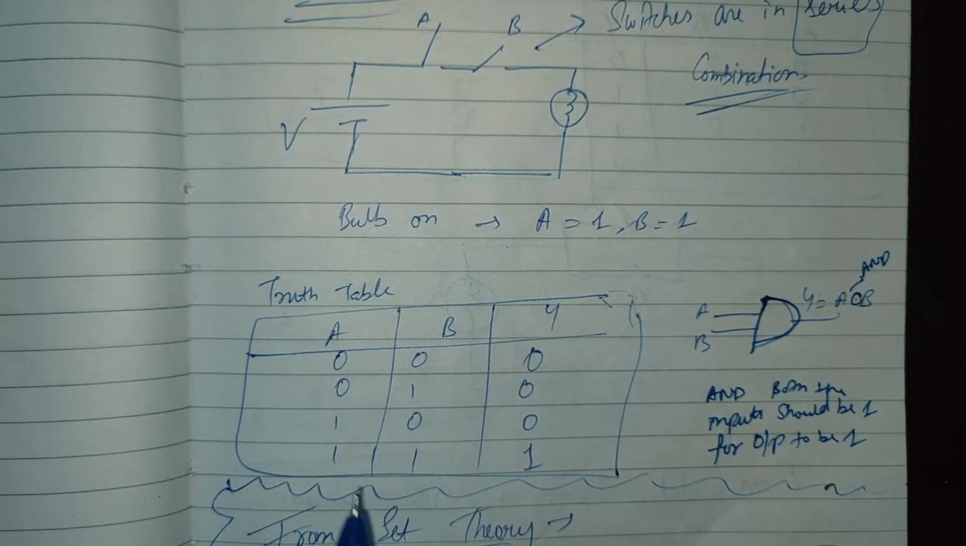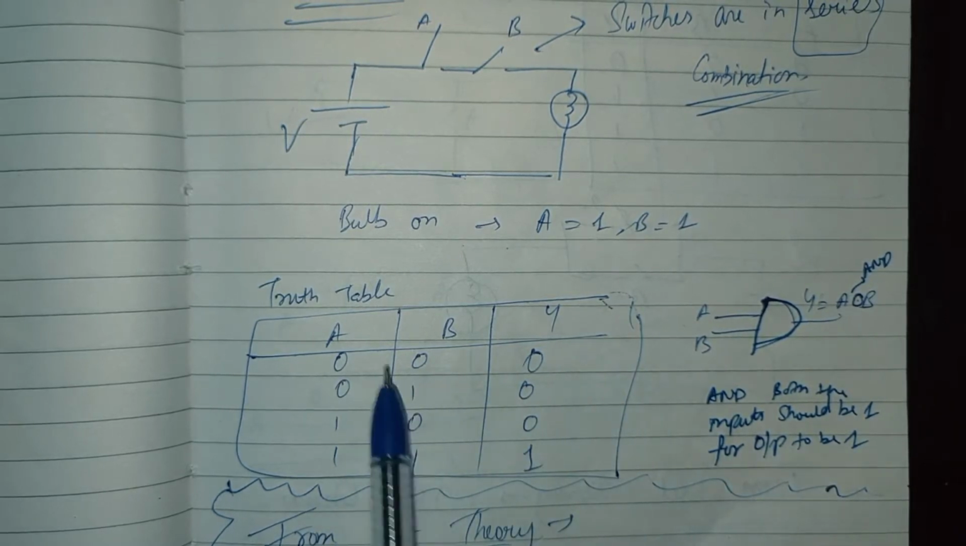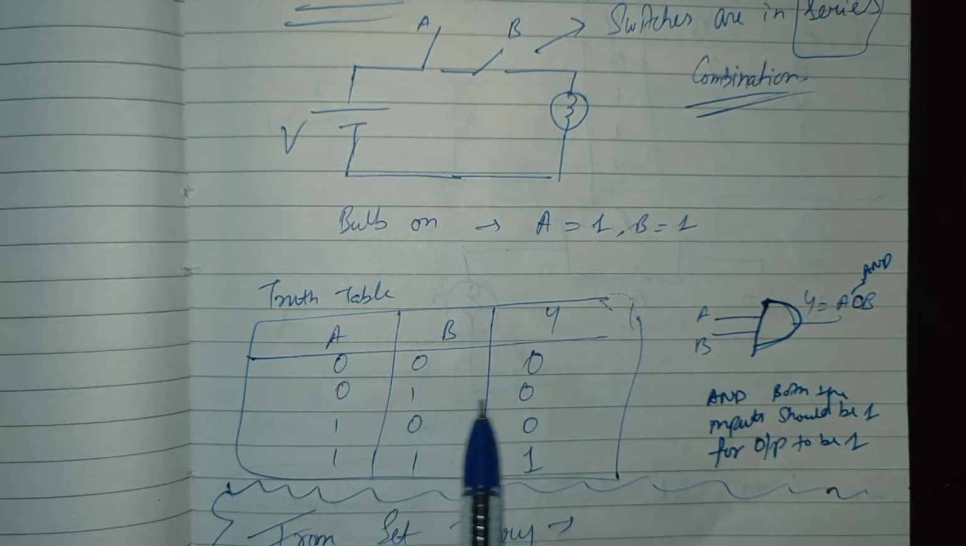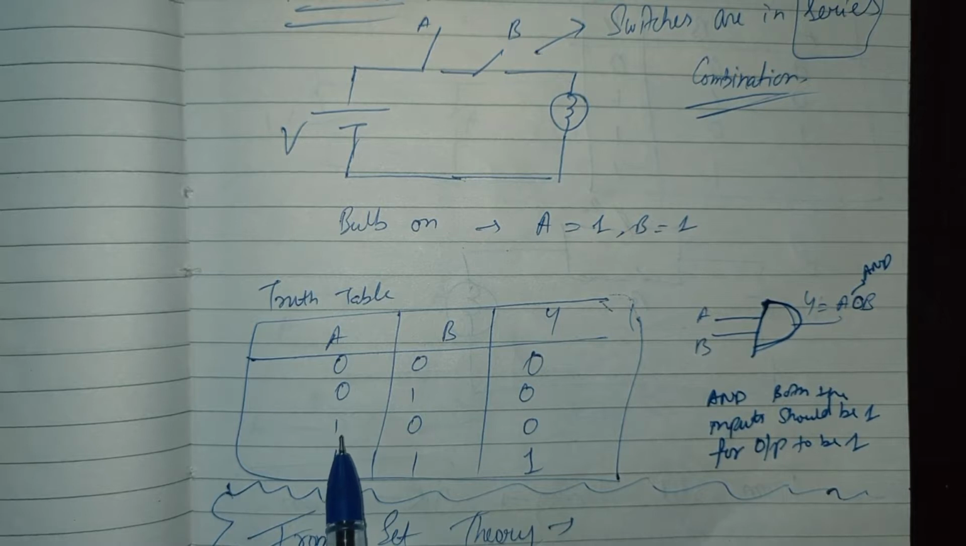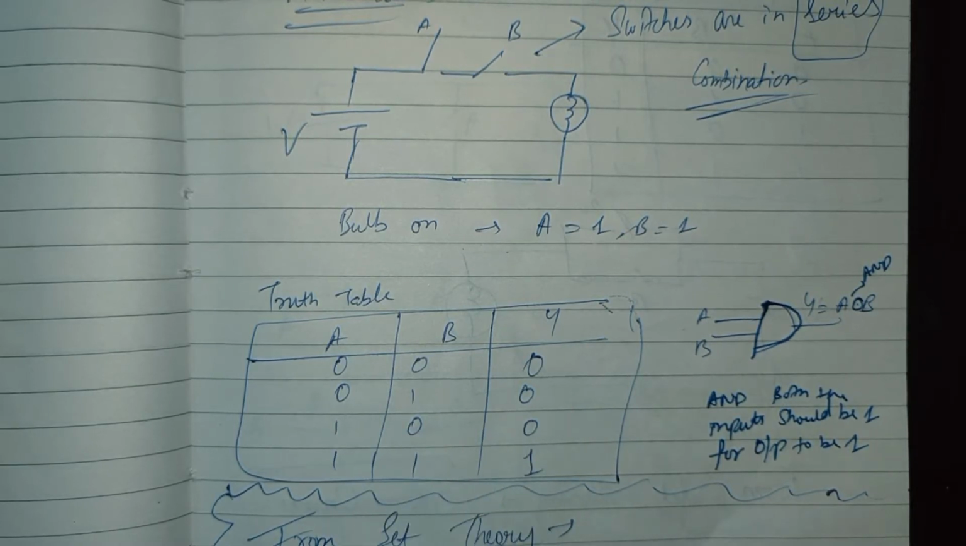So the truth table would be: if the inputs are 0 0, the output would be 0. If A is 0, B is 1, then also the output is 0. If A is 1, B is 0, then the output is 0. If A is 1, B is 1, then the output is 1.